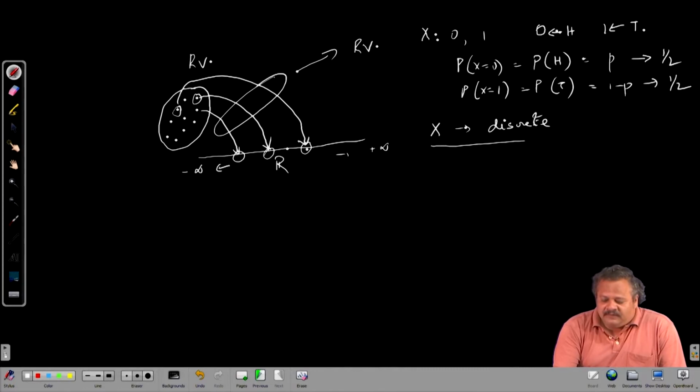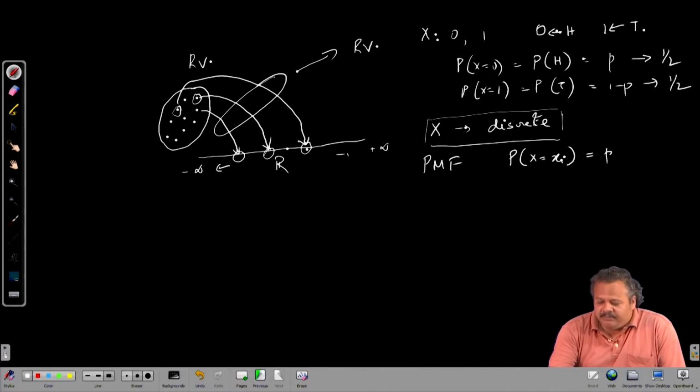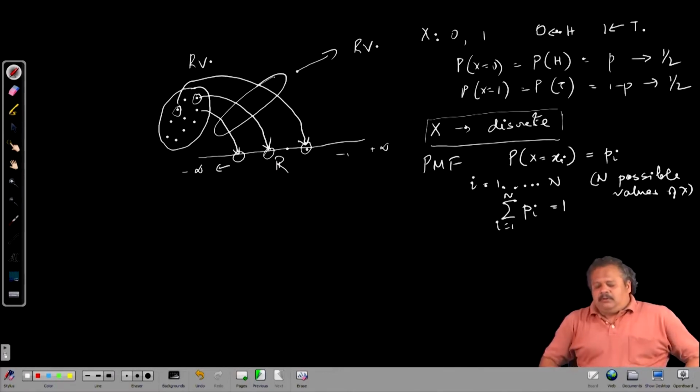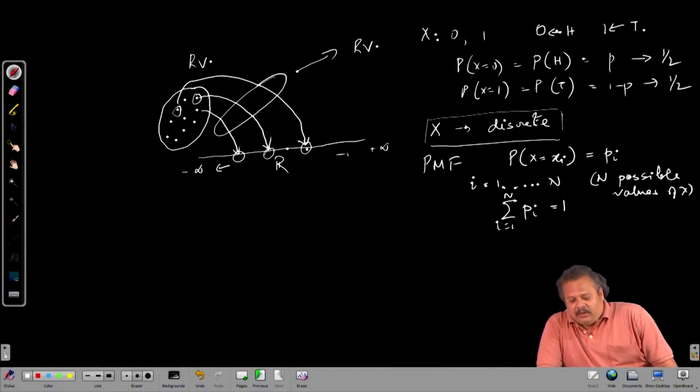So in the case of discrete random variables, what defines the random variable is its probability mass function or probability distribution, the PMF, and we are given that probability of x equal to xi is, let us say, pi, where i varies from 1 up to capital N. So there are capital N possible values taken by x, and we also know that the summation of pi, i equals 1 to capital N, needs to sum to 1. This is from basic probabilities that we know. So whatever there is to be known about the random variable x is given in the PMF.